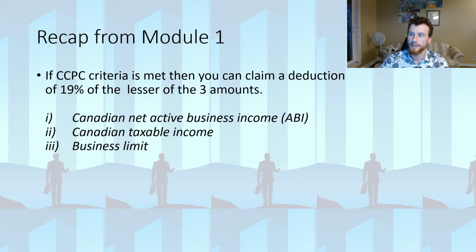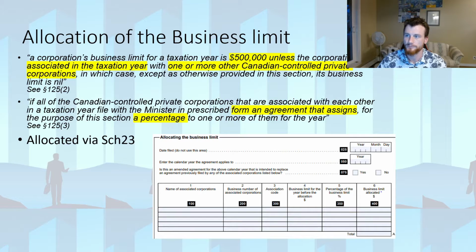The first criteria is what the business limit is. It is the lesser of the Canadian net active business income, Canadian taxable income, and the business limit. So if you don't know much about that, shoot back to module 1 and look into that.